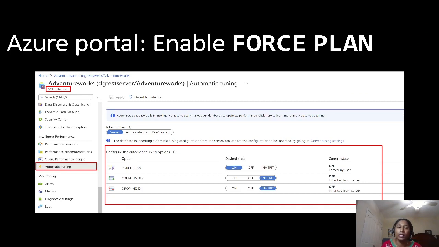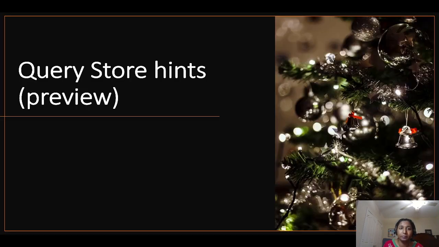You can also enable the automatic plan correction by using the Azure portal, by enabling the force plan underneath the automatic tuning under your Azure SQL database. Once you click on that, it will open up a pane where you can go ahead and force a plan, turn it on. Let's talk a little bit about the query store hint feature, which is in preview mode.